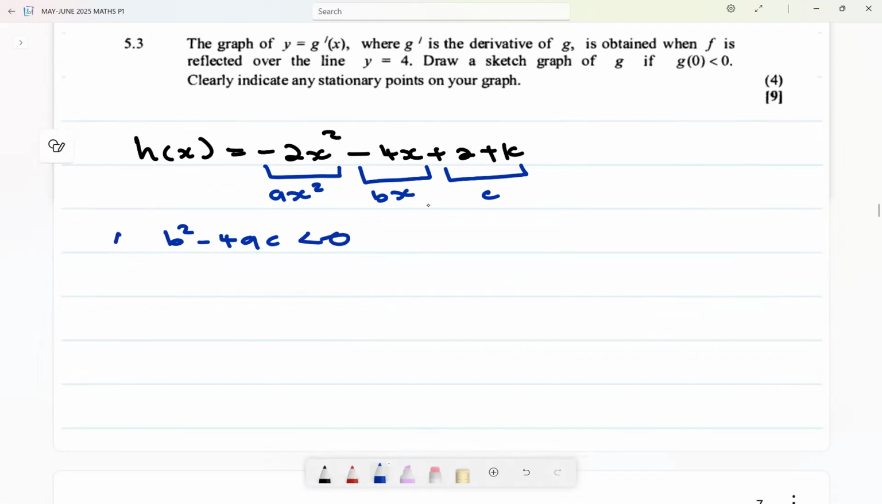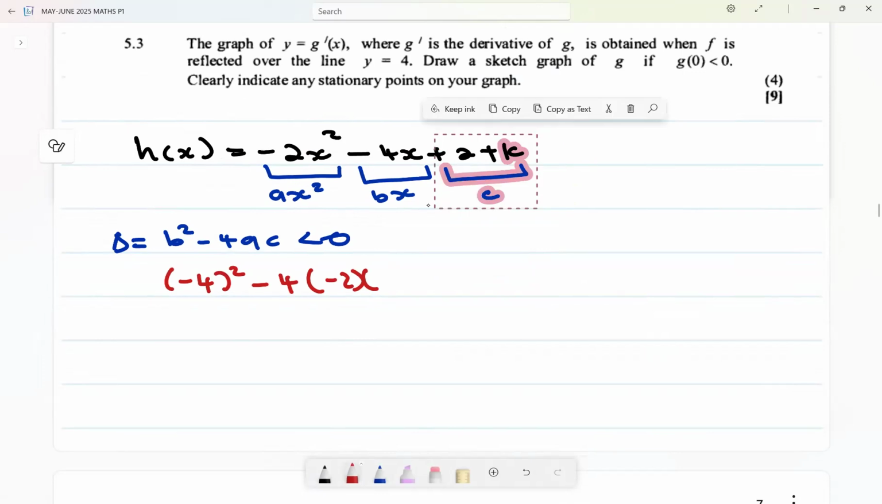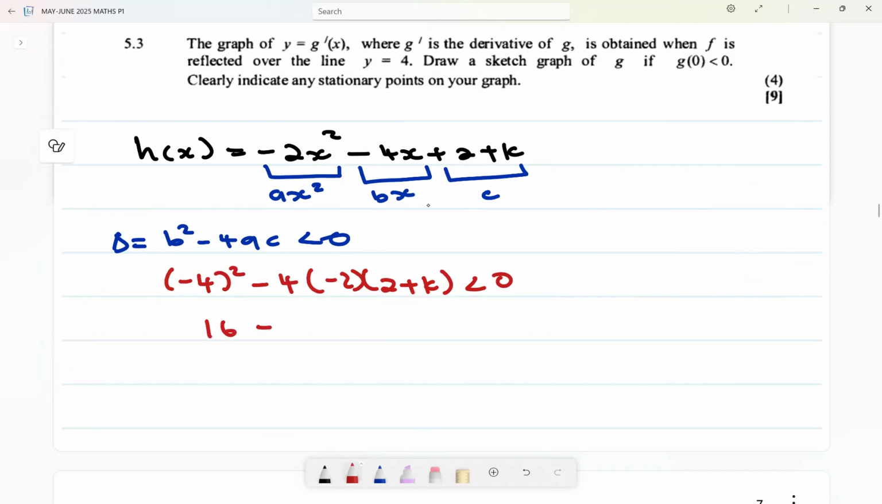Okay? Unreal roots. So now what is b? b is negative 4. Agreed. What is a? a is negative 2. Can you see? What is c? c is the constant, 2 plus k. So the discriminant is less than 0.